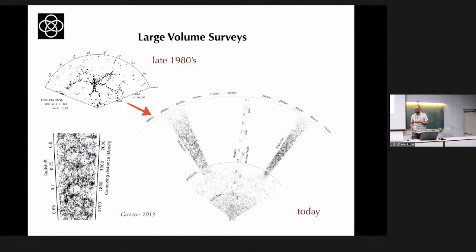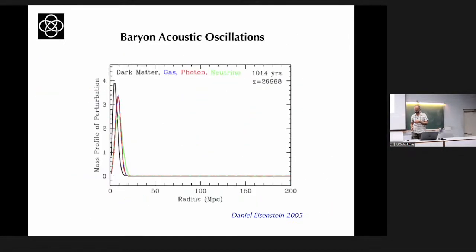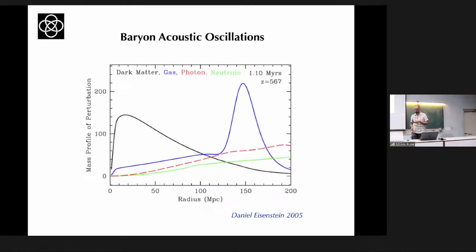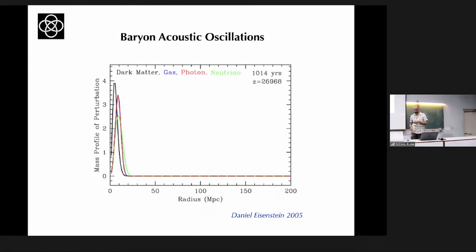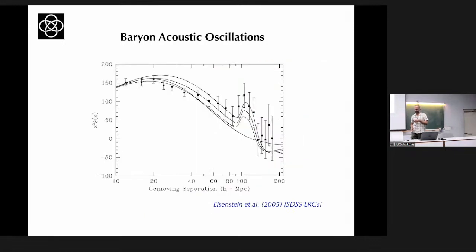Do I have a slide which just shows the effect? Okay, so this is the cartoon picture of what I was talking about. And then this is the actual detection in 2005. What one is counting is how many galaxies there are which are separated by some separation. And what you see is that around 100 or so Mpc, there is a little bit of a bump.